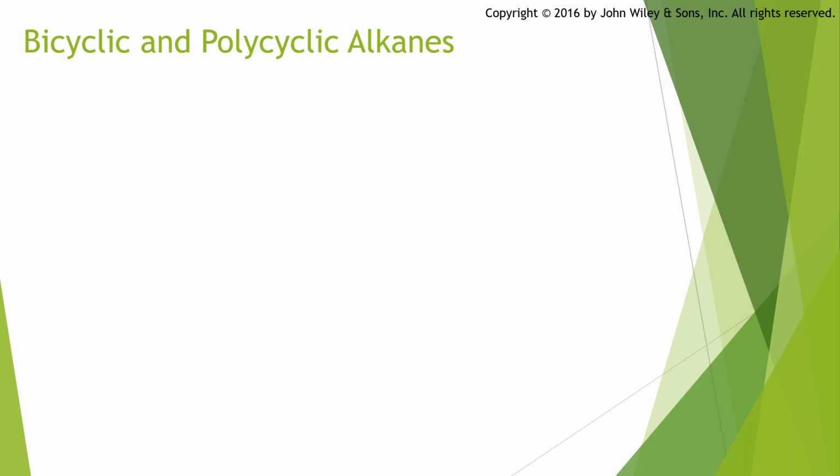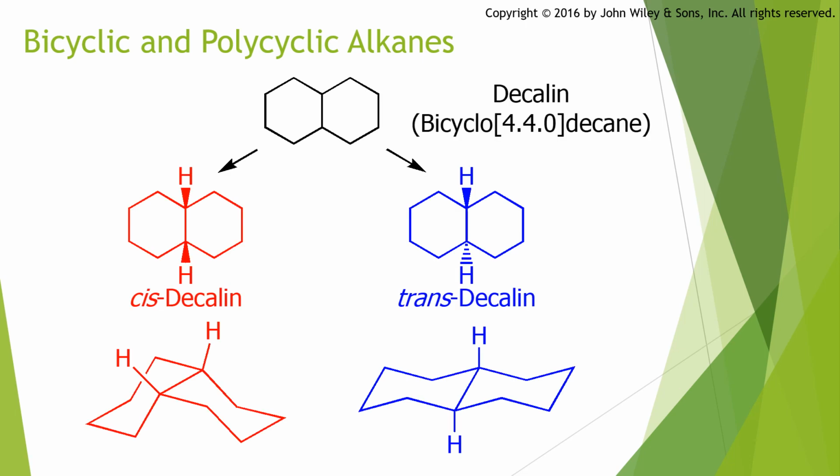Okay, last topic on this is bicyclic and polycyclic alkanes. So a good example of this is decalin, which is bicyclo[4.4.0]decane. And you can have cis and trans decalin. And the cis and trans here is actually that the rings are essentially substitutions on each other. So notice here that both hydrogens are pointing up. Here the hydrogens are pointing opposite each other.